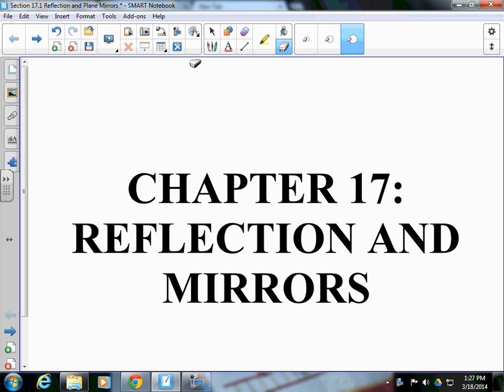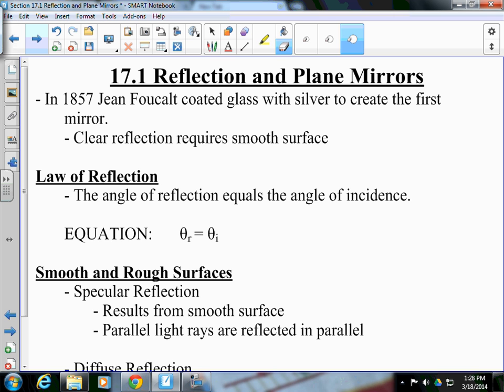Well, there are three ways in which light, or any wave, can move, really. It can reflect, refract, or diffract. What we're going to focus on in chapters 17 and 18 is how light reflects and how light refracts. How light reflects is through mirrors. So chapter 17 is going to focus on mirrors.